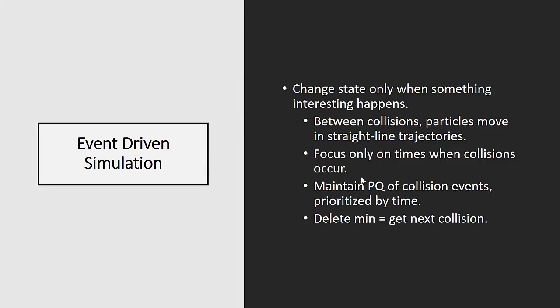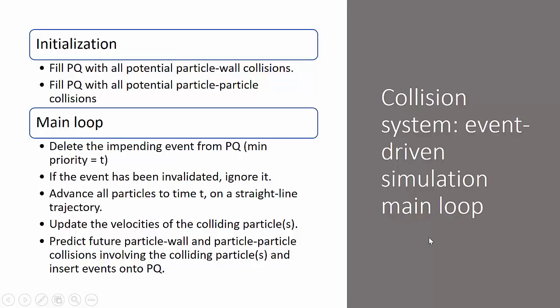So what we're going to do is come up with the idea called event-driven simulation. Change the state only when something interesting happens. Between collisions, we will assume that particles move in a straight line, and focus only on times when collisions occur. So we will maintain a priority queue of collision events prioritized by time. It will have the next event at the front of the queue, so we get the next collision when we delete the minimum.